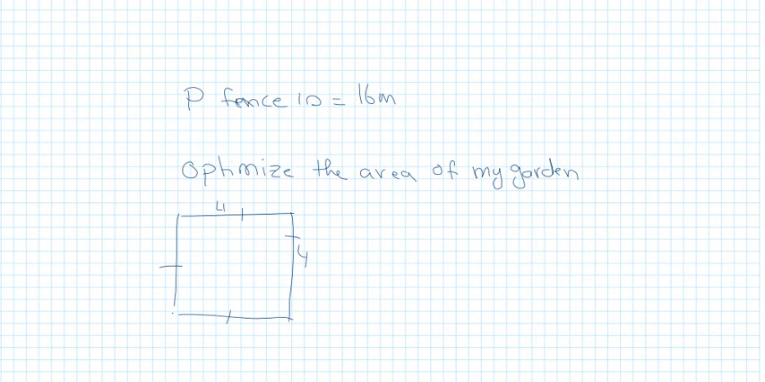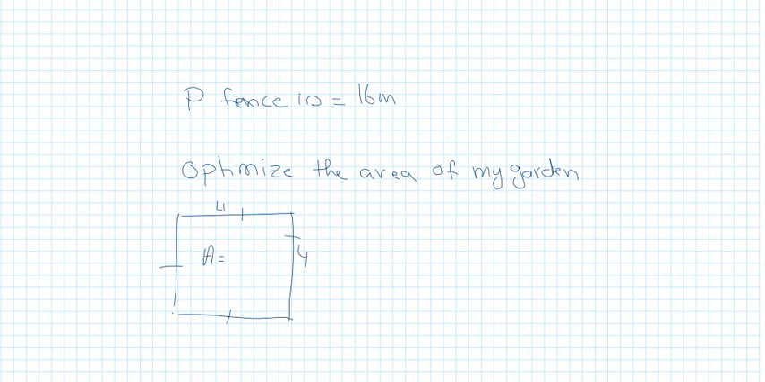And what's my area here? What would be my area for this one? Length times width, because it's an area, it's not volume. So length times width is 4 times 4, which is 16 meters squared. Okay, so this is one case.